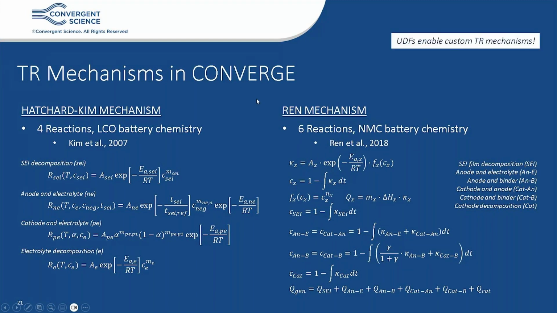But if you have your own custom thermal runaway mechanism for a new battery type or an innovative battery type, or an updated thermal runaway mechanism, then you're always free to code that up through a simple UDF approach. We have default UDF frameworks that we can forward to a user so they can code in their own custom thermal runaway mechanisms.